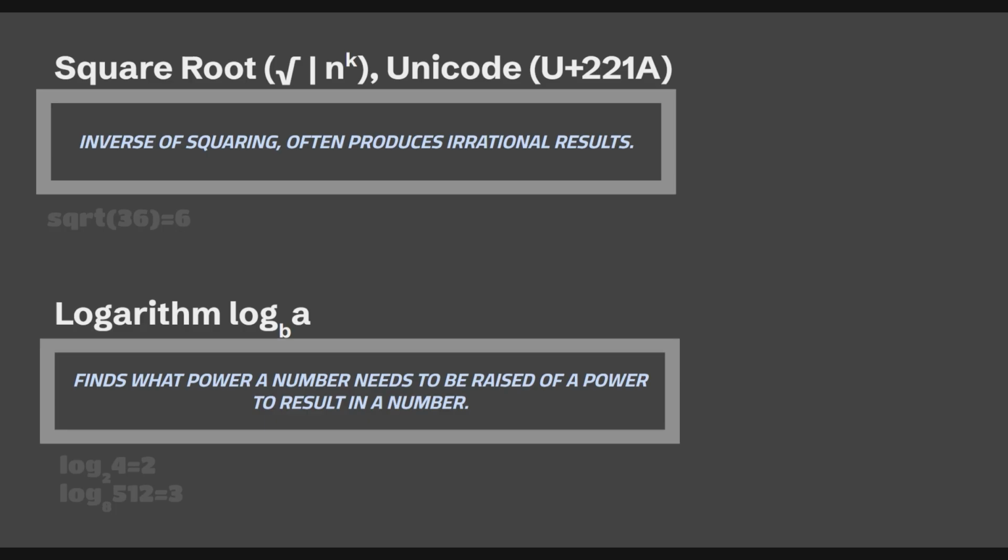The square root symbol is used to denote the inverse of squaring. With a left superscript, it can also denote a non-square root, with the number representing what power it represents. It can also be represented as a fractional exponent. Logarithm works similarly to square root, but instead finds what power a base needs to be raised to get a number.